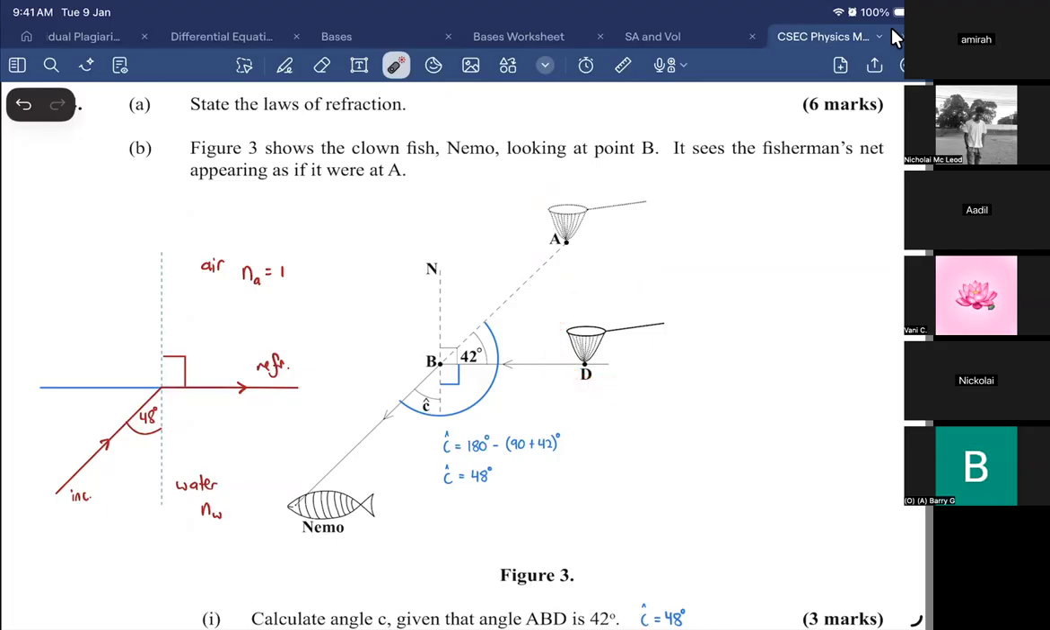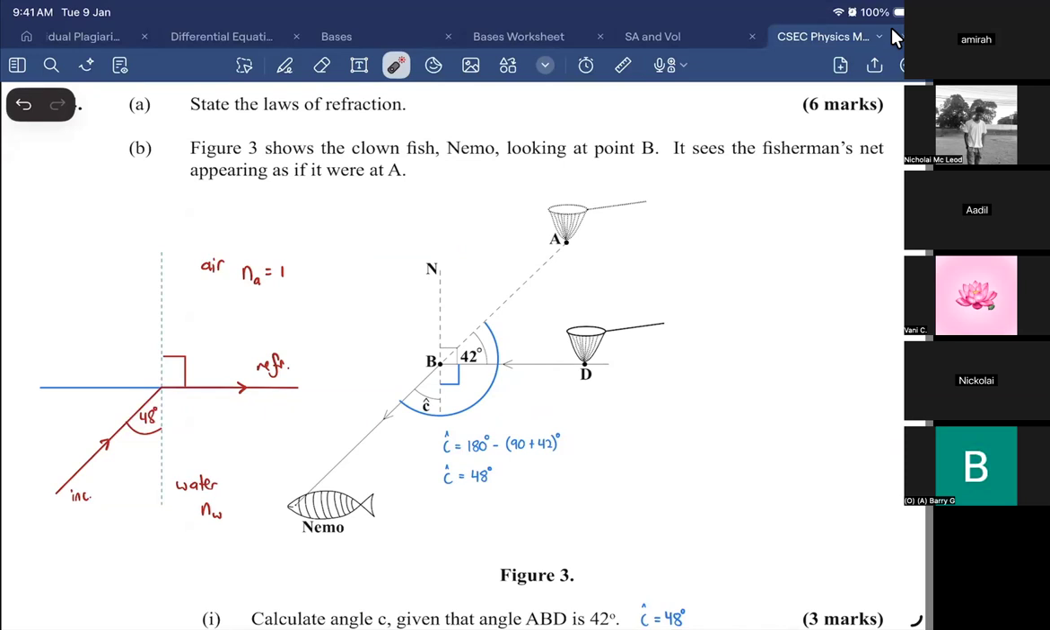This is a really weird question. But it's not wrong. It's not wrong because if the fishing net is over here and it's directly along the boundary line, it would send a light ray and Nemo would see it over here. It's not wrong, but you could look at it in a different context. And that context is like this. Now let me explain this, right?